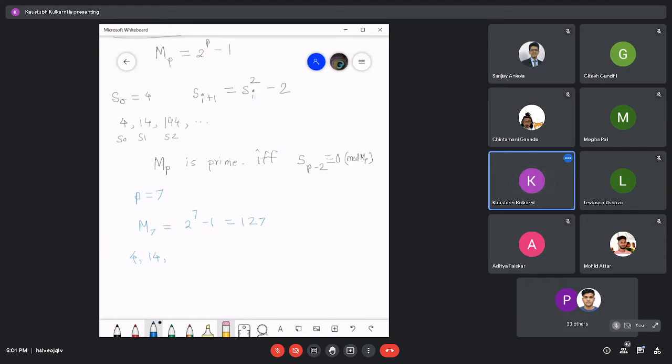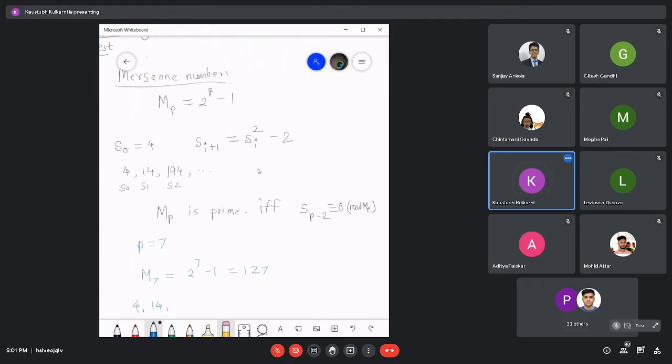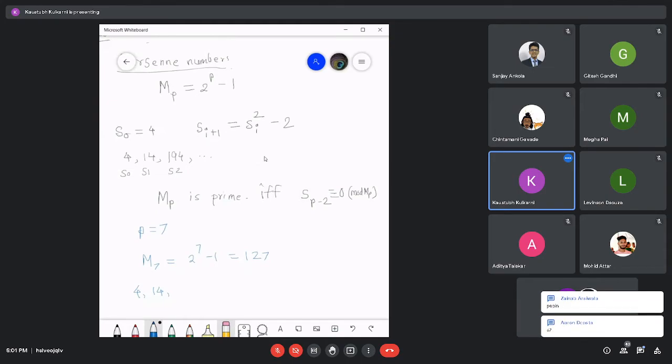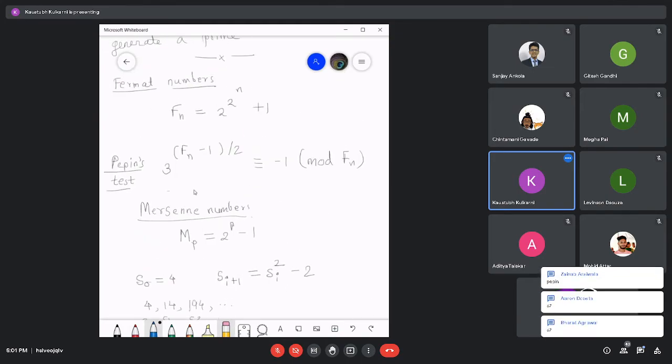194 mod 127. Okay, can you repeat? Okay, which part to repeat? Mersenne primes, I'll repeat again. So, Pepin.